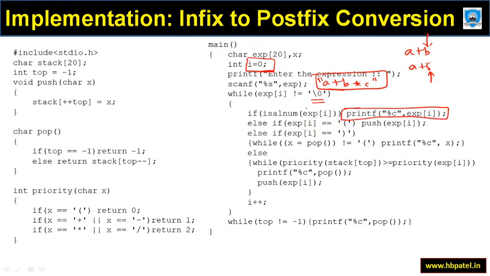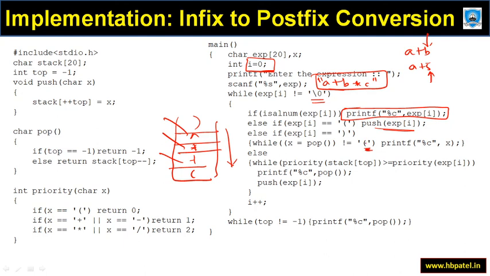But if it is not the case, and I have an opening bracket, then I push it on the stack. But if I have a closing bracket, then I'm going to pop everything till I encounter the opening bracket. So if I have an opening bracket over here, then plus, multiplication, exponent, and then a closing bracket, we are going to pop this, pop this, pop this, until we reach the opening bracket. This is what we are going to do.